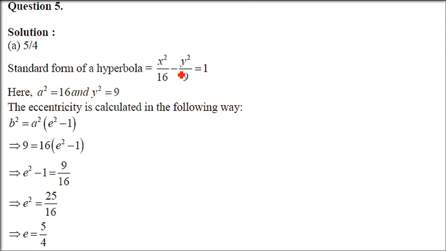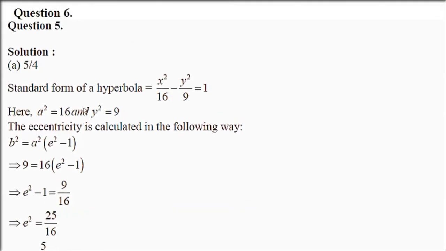The equation is given as 9x square minus 16y square equals 144. So divide both sides by 144. So we'll get x square by 16 minus y square by 9 equals 1. a square is 16, b square is 9. So b square equals a square into e square minus 1, and e will come as 5 by 4.